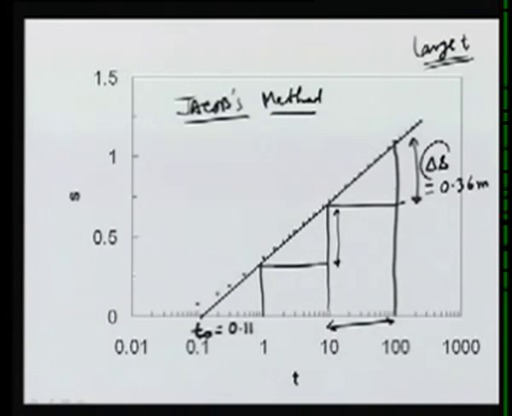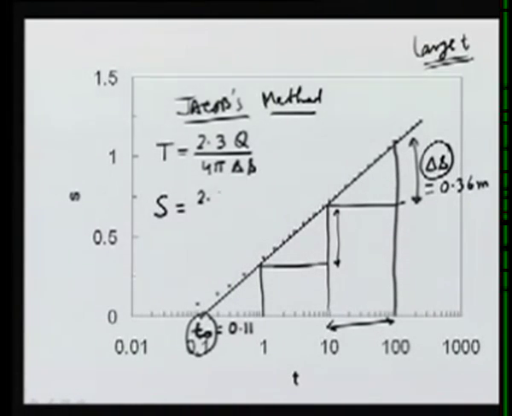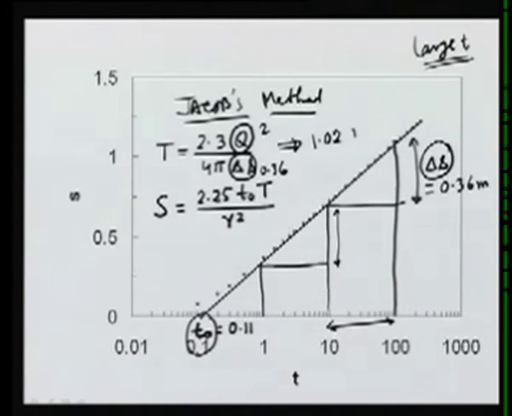So using the data on delta S and t0, the Cooper-Jacob method has the equations for T and S. So as we have seen, Q is 2, delta S is 0.36, and this gives us a transmissivity of 1.02 meter square per minute, which is very close to the transmissivity 1 meter square per minute which we had assumed to generate this data. So this method works quite well for estimating the value of T.